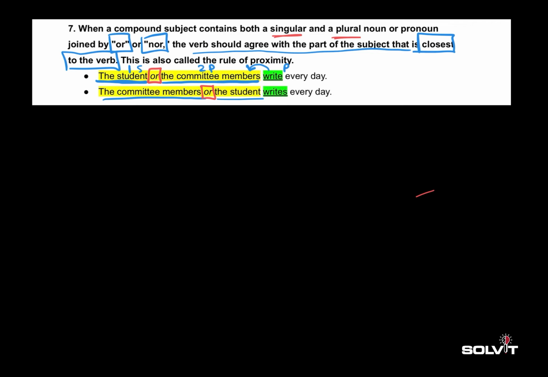Okay, so what does this sentence say? The sentence says the committee members or the student writes every day. Now, the subjects have been shifted around. The committee members is our first subject, which is plural because we're talking about a group of members, and the student is our second subject, which is singular. So now what will our verb agree with? Because it cannot agree with both subjects at the same time. So it's going to agree with the subject that is closest to it, which is the student, which is singular. So we're going to make the verb singular as well, which is writes. Okay, so we've written a singular verb over here. So the committee members or the student writes every day.